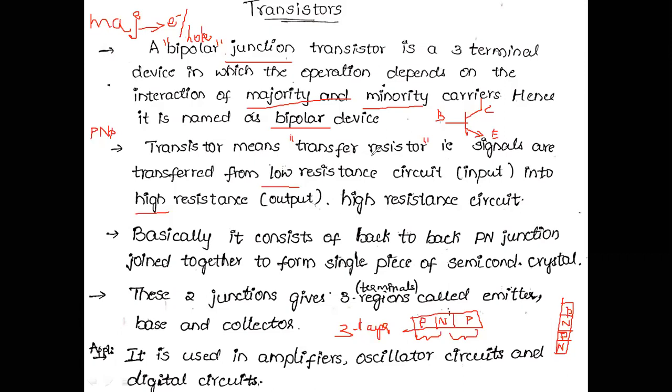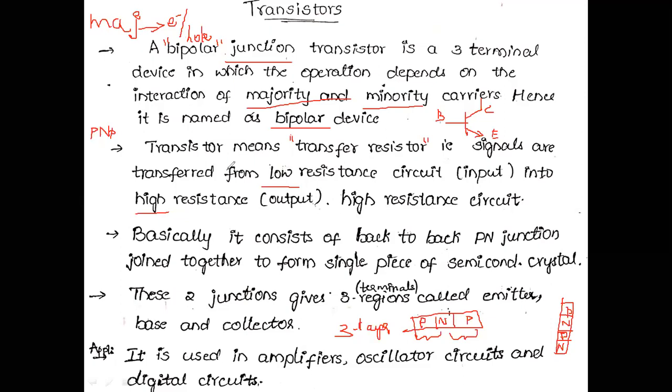In the further sessions we will see how this circuit is going to be maintained. Across the input side, why that resistance is going to be maintained as low, and across the output side why that resistance is maintained as high value, and vice versa, how those are going to be interchanged. Like that we are going to see.